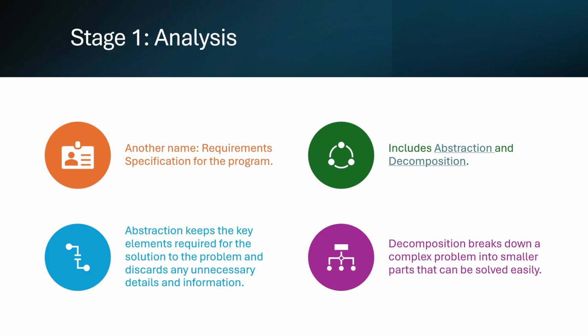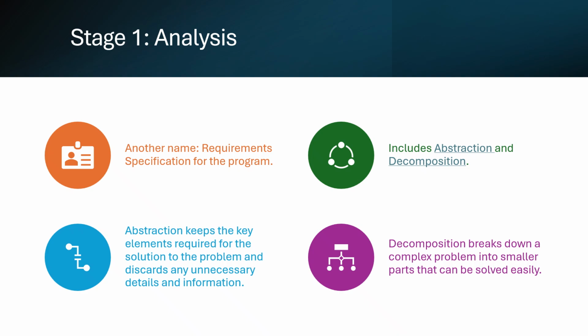So in going through this analysis stage, you are actually working on two other processes: the abstraction of the client perspective and the decomposition of that perspective. Abstraction means to keep the key element requirements for the solution to the problem and discard any unnecessary details and information. For example, when you first start thinking about a road trip, you don't care about the specific tire pressure or the exact brand of mustard in your sandwiches. You focus on the high level data and processes.